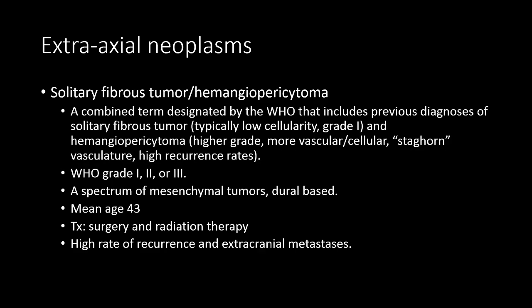extent of vascularity and cellularity and higher recurrence rates. But now they're considered a spectrum of mesenchymal neoplasm ranging from WHO grade 1, 2 to 3. They have a peak incidence in the 40s. Treatment is with surgery and radiation therapy, and there's a high rate of recurrence and also extracranial metastatic involvement.